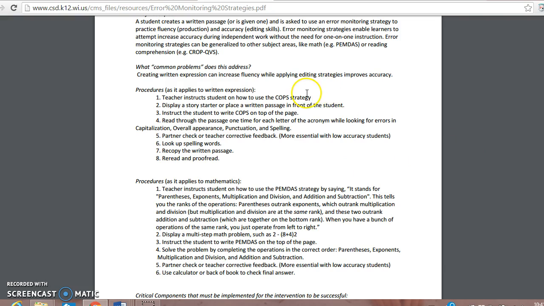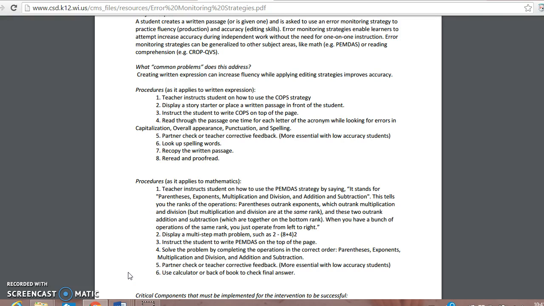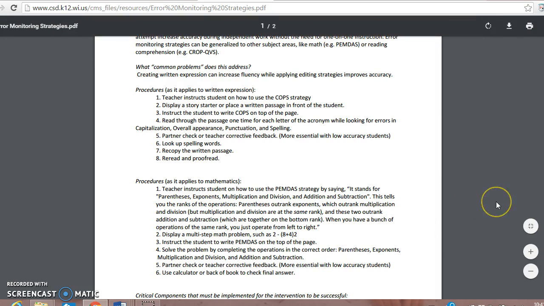But I like this one because it gives the procedures as it applies to written expression, and then it also gives the procedures as it applies to math. So you can kind of see how this strategy works in a different content area. Like for math, when teachers instruct students how to use PEMDAS, that strategy. So it kind of goes along with it, but I just like this one because you can see how it works for different content areas, because when we think of this strategy, we think mostly English. But that's about it.